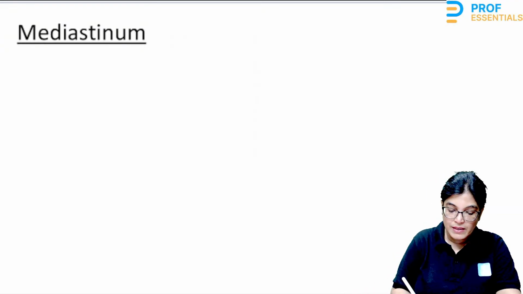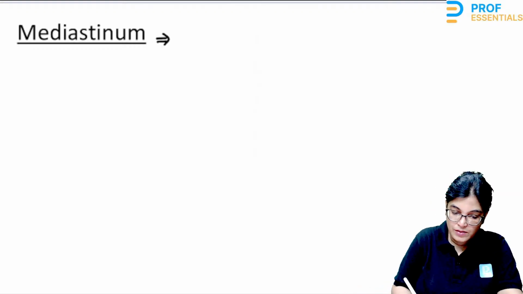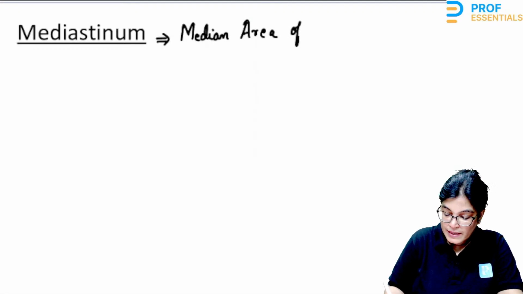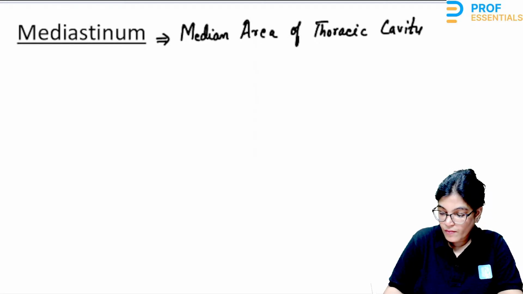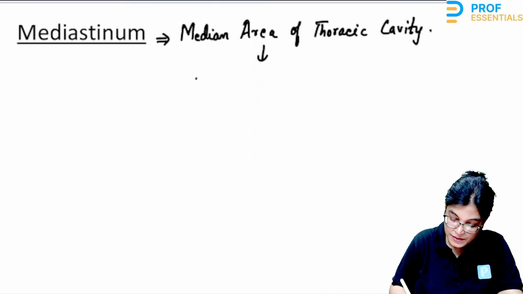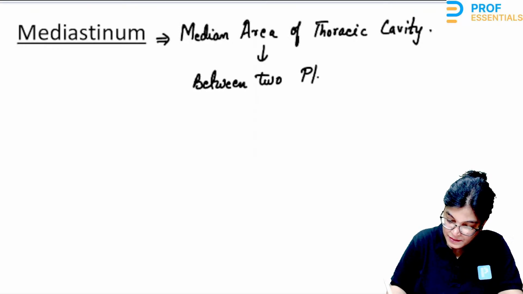So the mediastinum is a median septum of the thoracic cavity, which is located between the two side pleural cavities. It is the median area of the thoracic cavity, which is actually located between the two pleural cavities.